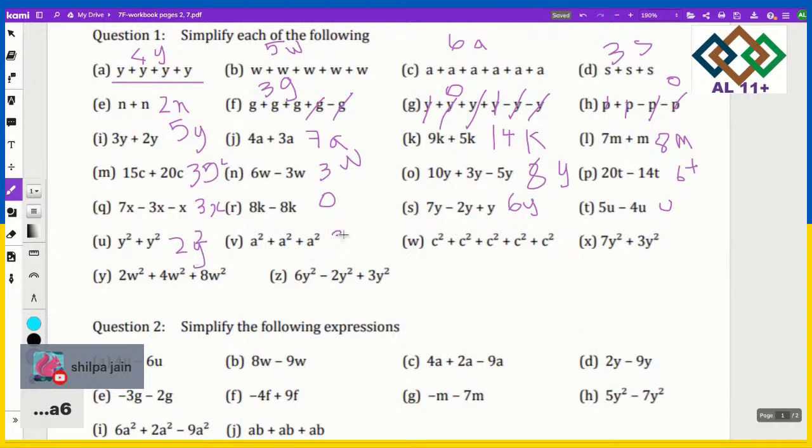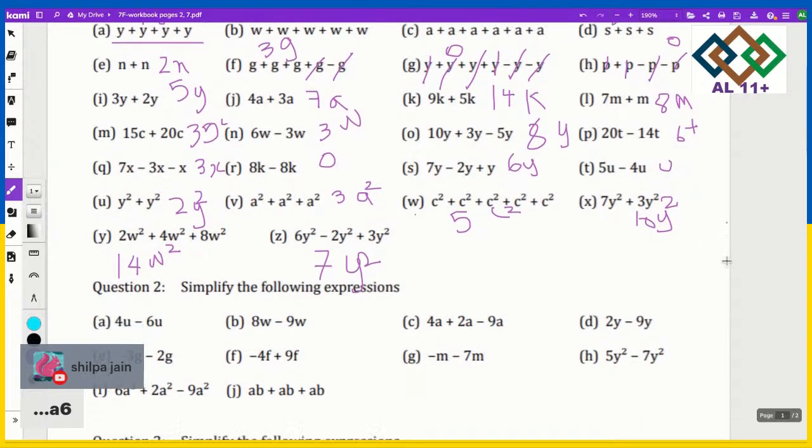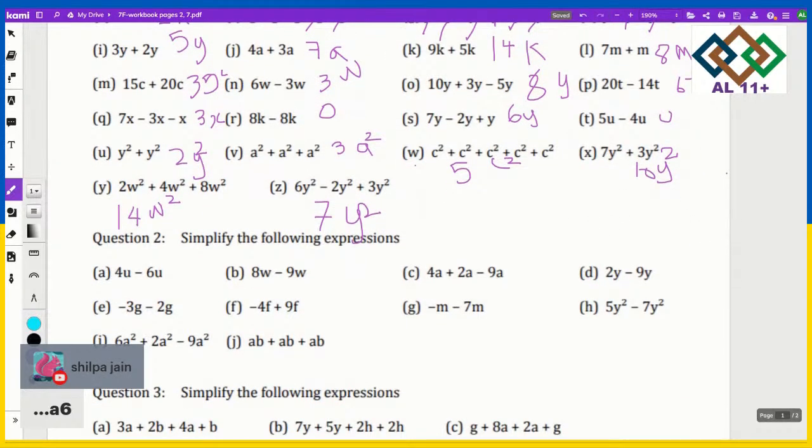Then you have W. W is 5C 2. Then you have X. That is 10. Y2. Y. That is 14. W2. And then you have the Z1, the last one in this section. That is 7. Y2. So with this, you guys have completed this section.